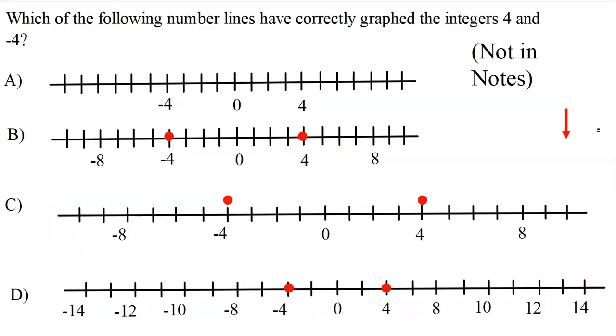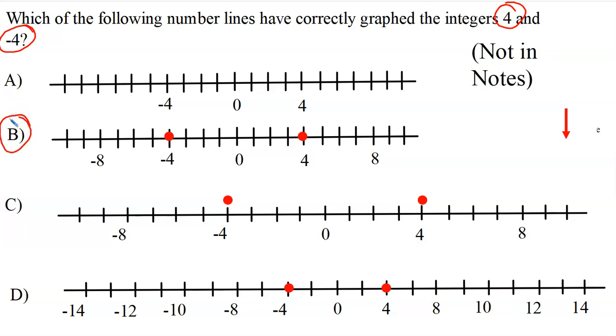And then I want you to take a look at this and figure out if you can tell me which lines have correctly graphed the +4 and the -4. There's 4 answers, A, B, C, and D. So I want you to pause it, take a minute, see if you can figure out which one is correct.